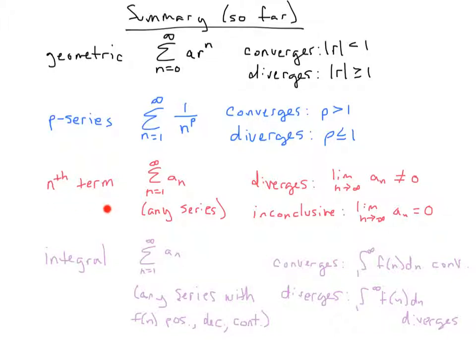Nth term was the first one we learned today, so any series, we can do this for any series, and it should be the first test that you do, because it's the easiest one. If the limit is not equal to 0, then it diverges. If it does equal 0, then it's inconclusive, and we have to do another test. And then we just finished talking about the integral test, which you can do for any series as long as the function is positive, decreasing, and continuous. If the integral converges, then the series converges, and if the integral diverges, then the series diverges. So those are the 4 tests we know now.